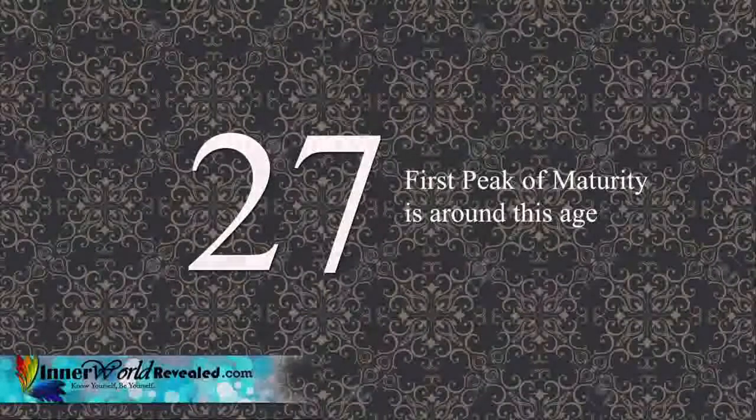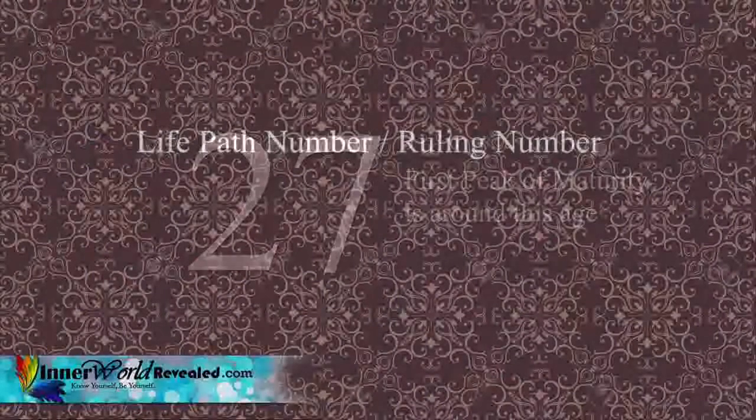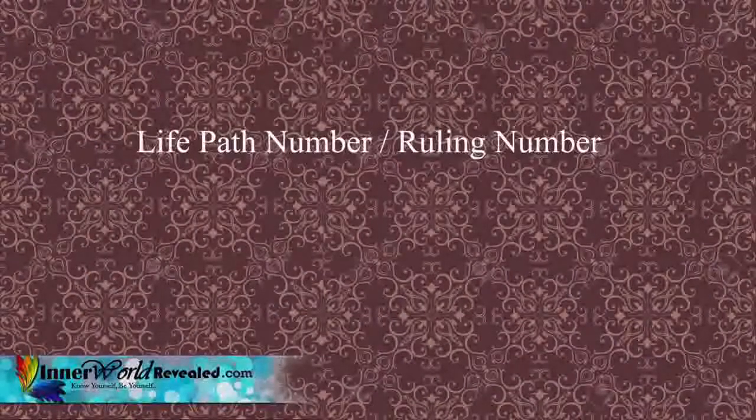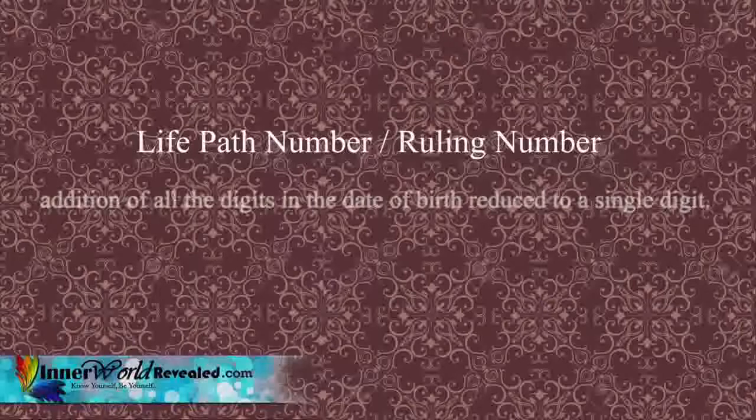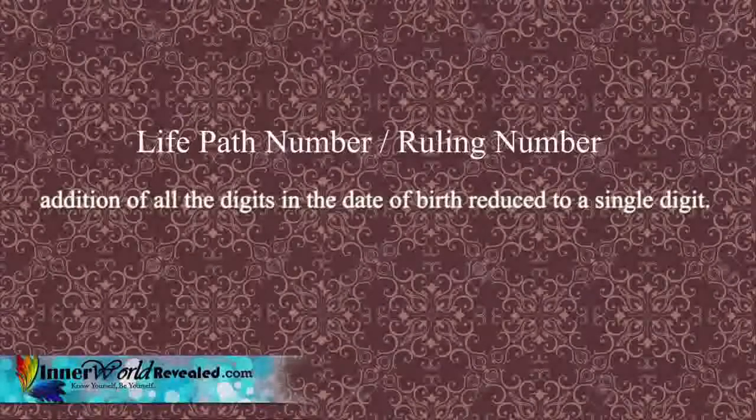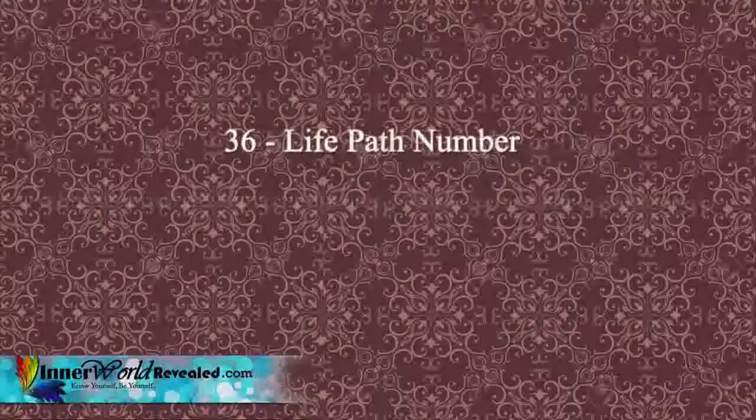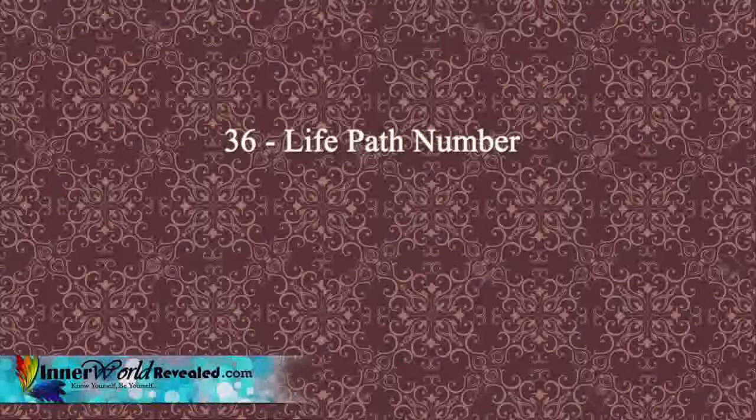We all have different ruling or life path numbers, and the accurate point of maturity depends on our life path number actually. And the life path number, as we all know, is the addition of all the digits present in our birthday reduced to a single digit. So, to find the first peak or pinnacle of maturity, we have to subtract the single digit code of our life path number from 36.